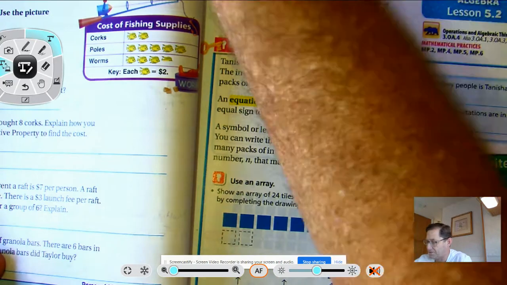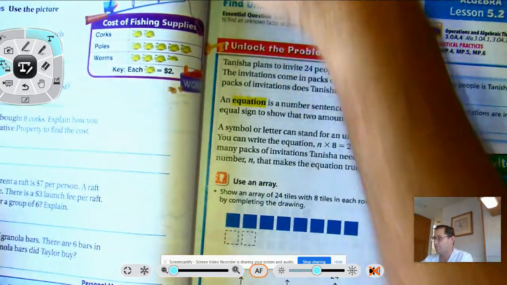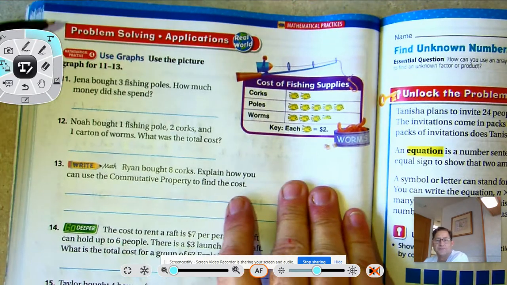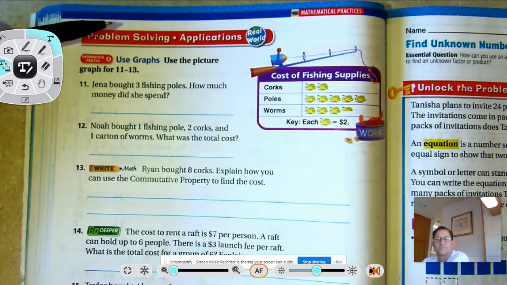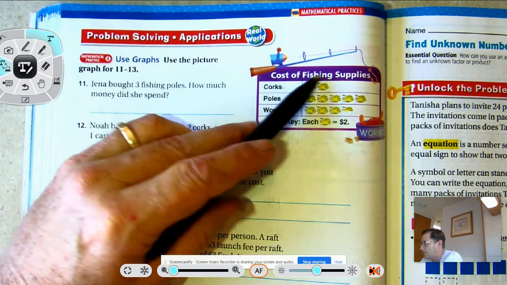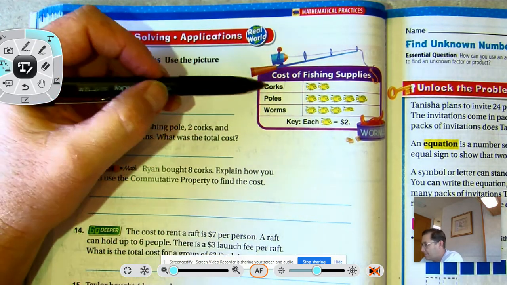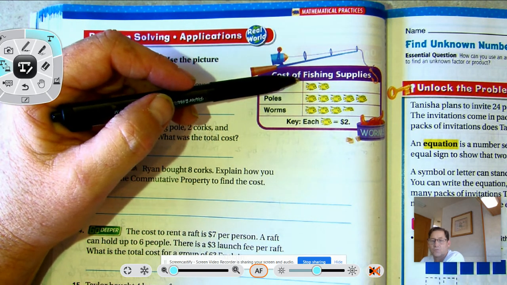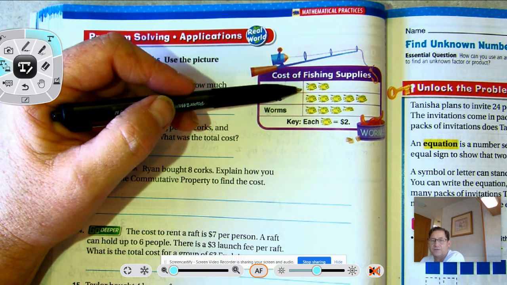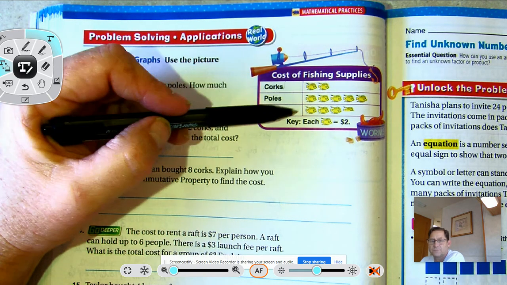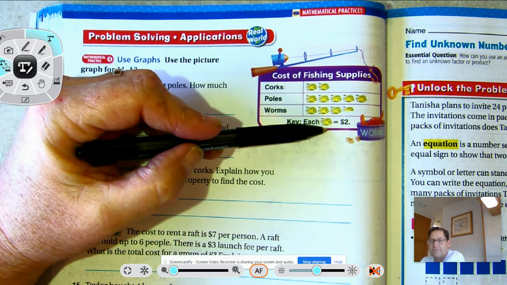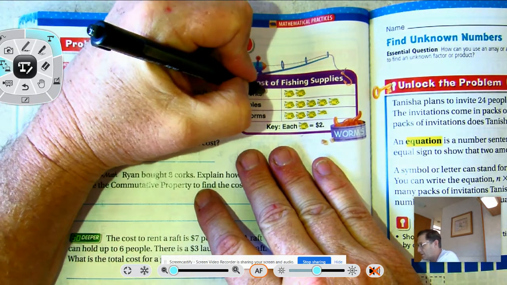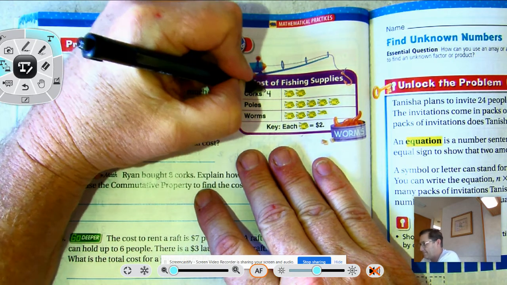All right, use the picture. And so remember on this, we want to make sure we understand the table. In this table, we're talking about the cost of fishing supplies. Okay, and the corks, they gave me 2 fish symbols. Well, what do the fish symbols mean? Does that mean they're $1 each? Well, let's look down here. Every fish is $2. Okay, so the corks cost $4, right?